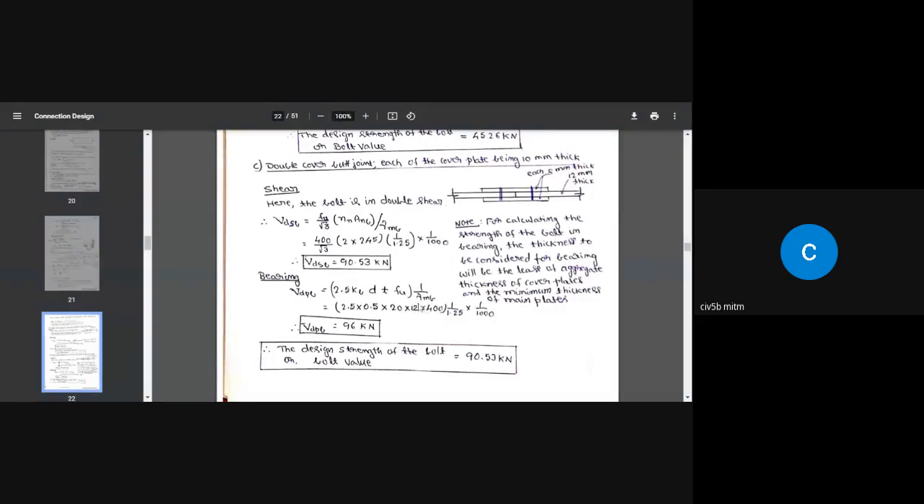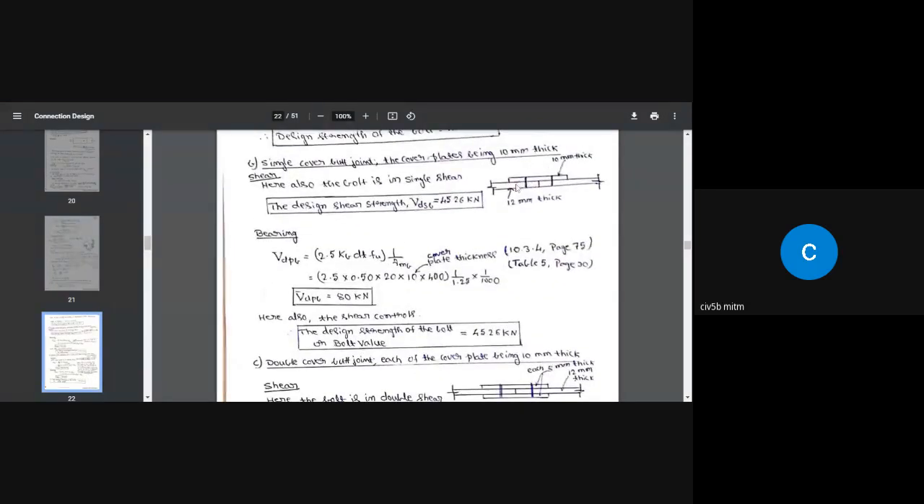So see, this is very important. If you understand the concept here, it is going to be easy for you. Look here. So this plate is 10 mm thick. This plate is 10 mm thick. This plate is 12 mm thick. So in the previous case, I said take the thickness of the plate which is lesser in value. That's why I took the 10 mm thick plate in the previous example of the single cover butt joint.